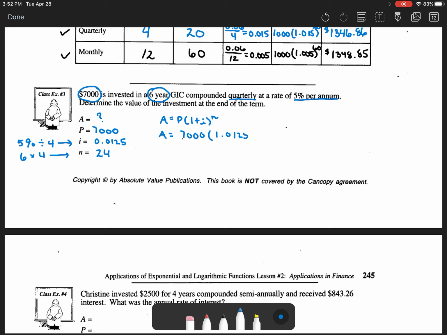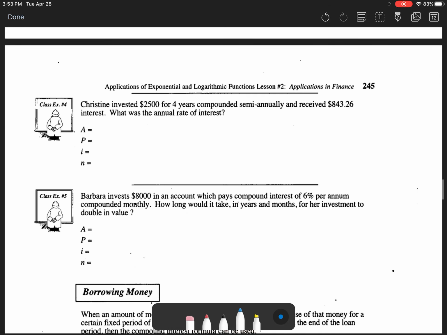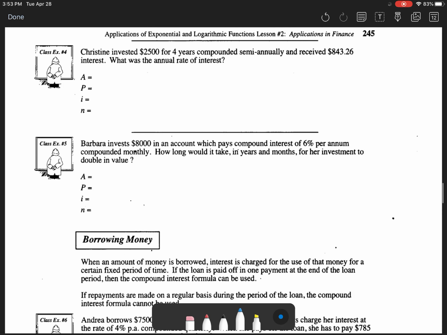So at this point, all I do is I take my equation, A is equal to P times 1 plus I to the exponent of N, and fill in what I know. Okay, I'm looking for A. P is 7,000. This will be 1 plus I, so this will be 1.0125, and then to the exponent of 24. So pretty straightforward calculation, 1.0125 to the exponent of 24, and then times 7,000. Okay, so this gives me a total of $9,431.46. And there's the total amount of the investment after 6 years.